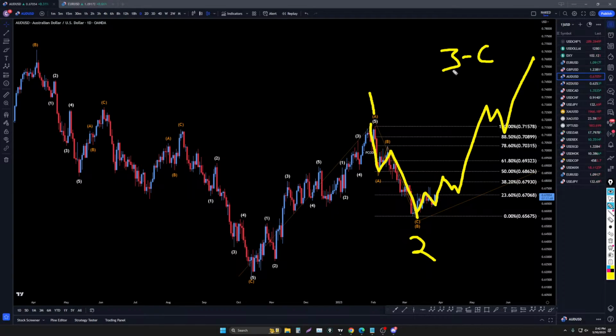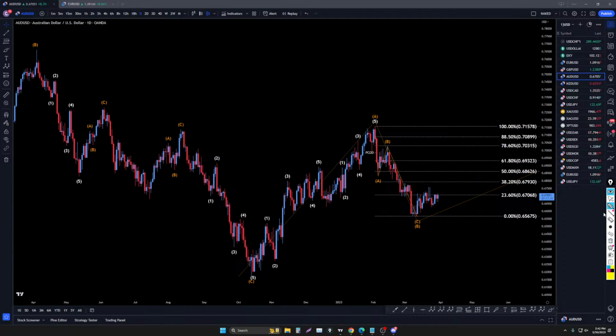For me, it doesn't matter whether it's a C or a 3 right now. I definitely don't need to bother myself trying to figure that out, because the trading strategy, especially on a longer time frame like this, is exactly the same whether it's a wave 3 or a wave C. This trading strategy is that I'm looking for longs in an uptrend.